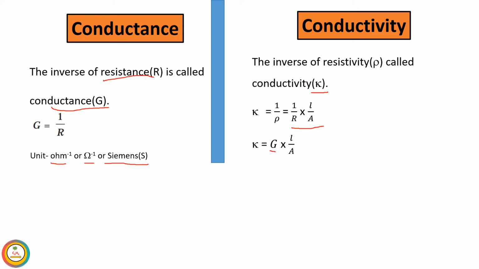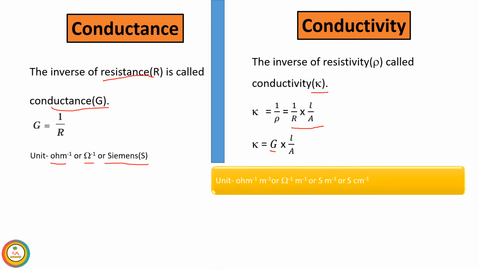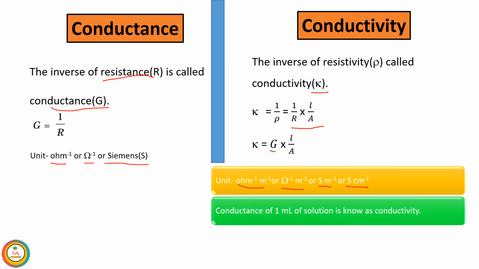G means conductance. So kappa is equal to G into L upon A. Unit of kappa: the unit of kappa is ohm inverse meter inverse, or Siemens meter inverse, or Siemens centimeter inverse. These are units of conductivity. Conductance of 1 ml of solution is known as conductivity.